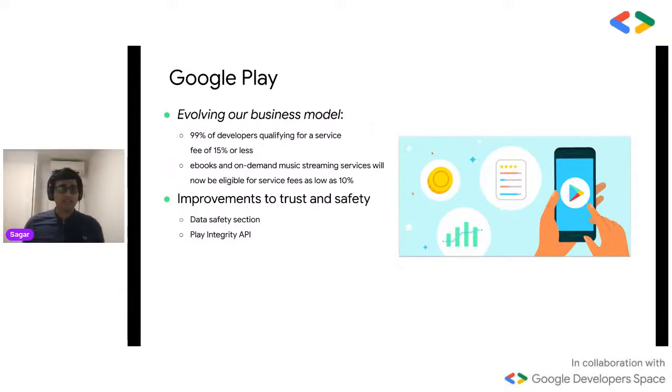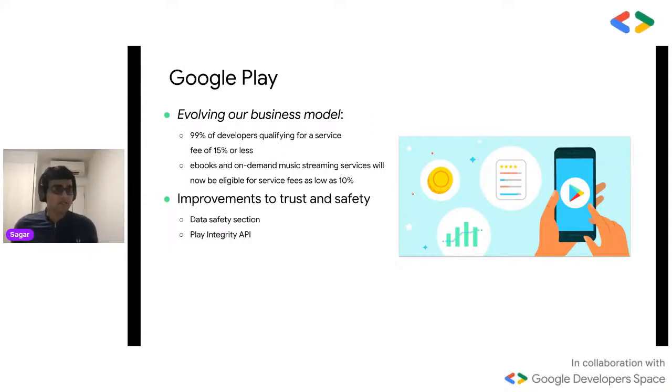Recently, we announced that starting 1st of January 2022, we are decreasing the service fee for all subscriptions on Google Play from 30% to 15%. Additionally, we are making changes to the Play Media Experience program, where ebooks and on-demand music streaming services will now be eligible for a service fee as low as 10%.